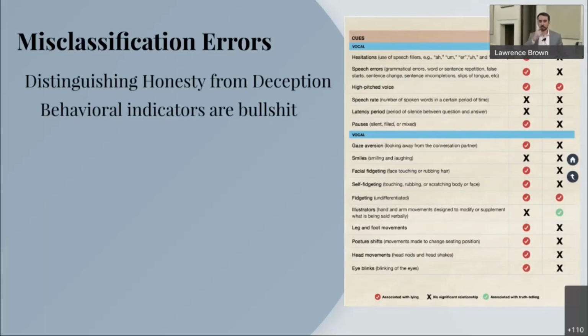A high-pitched voice, speech errors, latency period, that is a period of silence between a question being asked, gaze aversion, someone smiling or fidgeting or facial fidgeting, as it is called, touching or rubbing the face, for example. All of these are commonly offered as indicators of dishonesty.